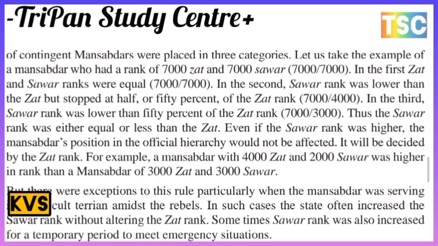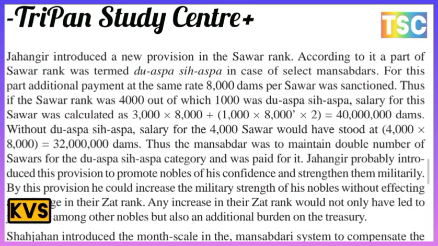But there were exceptions to the rule, particularly when a Mansabdar served in a difficult turn in the midst of a rebellion, and in such cases the state often increased the Sowar rank without altering the Zat rank. Sometimes the Sowar rank was also increased for a temporary period to meet an emergency situation. The Jahangir introduced a new provision in the Sowar rank. According to it, part of the Sowar rank was termed du-aspa sih-aspa in the case of selected Mansabdars.